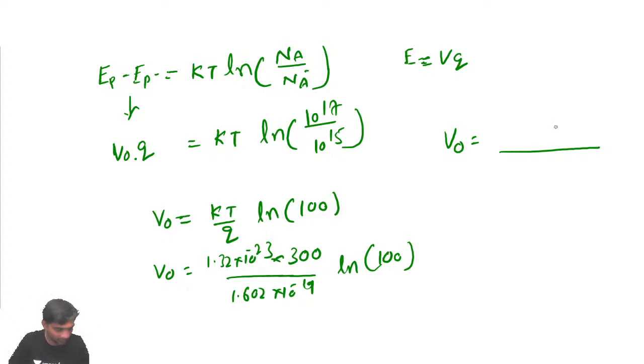Tell me what is the value of V naught then? Did you calculate it or not? Okay, I'll do one thing. I'll tell you the answer. You'll get 0.1197.